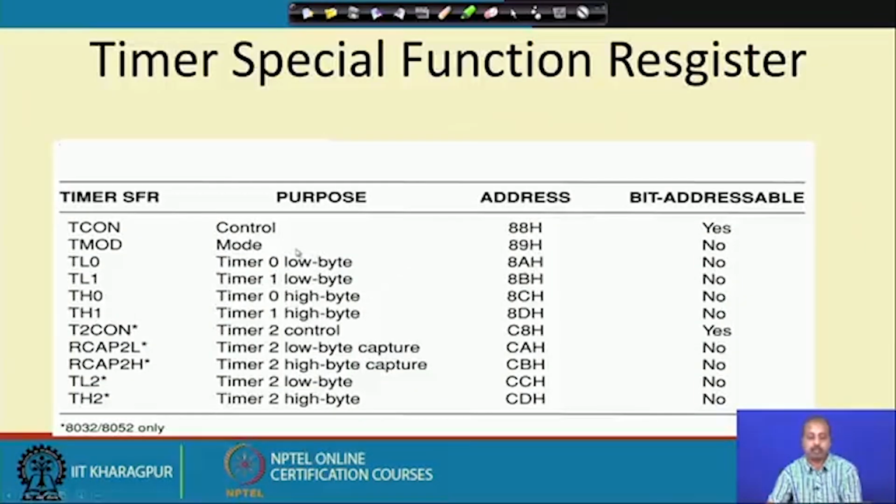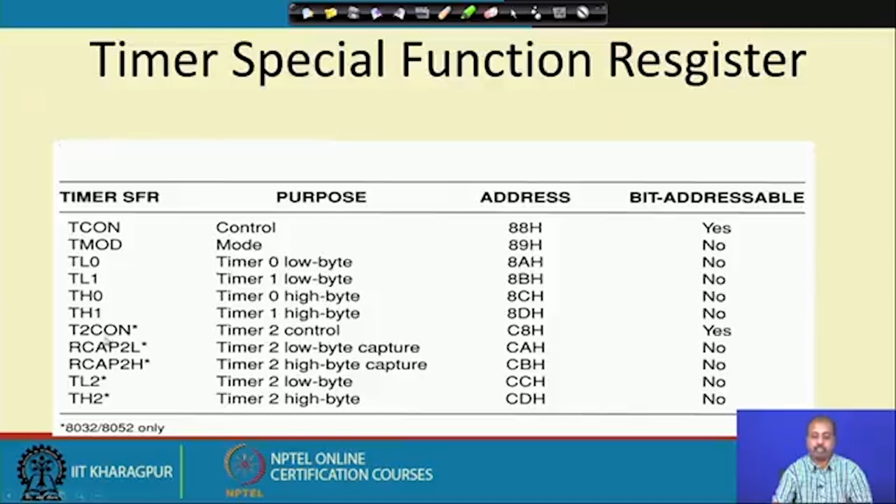There are many special function registers with respect to timers. The TCON register's address is 88 hex, and it is bit addressable, as you see the last digit is 8. Whenever you have the last digit as 8 or 0, the register is bit addressable in case of 8051. Then the TMOD register, the mode control: its address is 89 and it is not bit addressable. Then TL0, TL1, TH0, TH1 are the timer values, low byte and high byte, and they are not bit addressable.